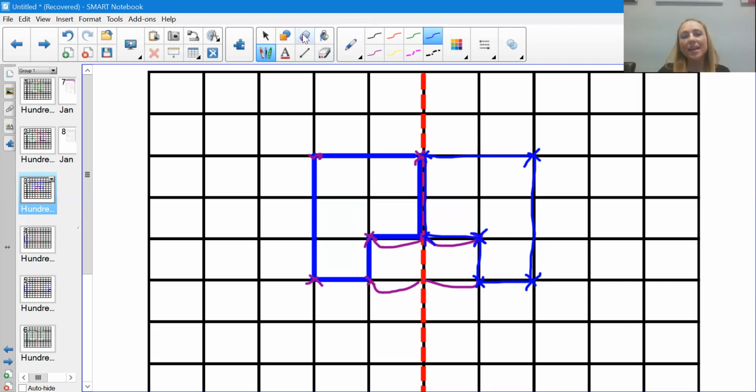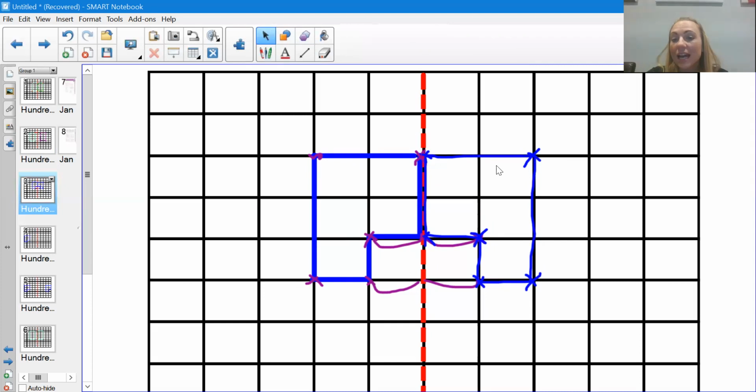And then you can see that my shape is reflected. I'd like you to pause the video and have a little look at what you can see, what's the same and what's different between these two shapes. So the thing that's the same is they are the same distance from the mirror line, and they are the same shape, and they are the same size, except it's been flipped.